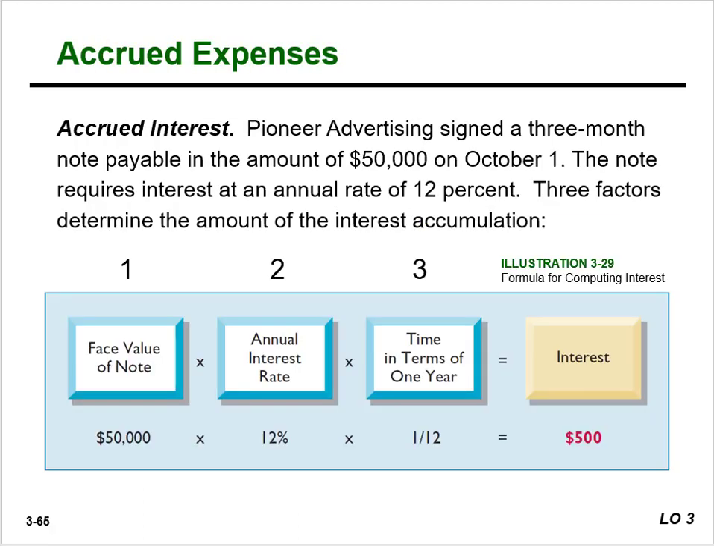And so accrued expenses. So Pioneer Advertising signed a 3-month note payable in the amount of $50,000 on October 1st. The note requires interest at an annual rate of 12%. 3 factors determine the amount of the interest accumulated. And so these are the 3 factors here: the face value of the note, the annual interest rate, and the time in terms of 1 year gives you the interest. And in this situation, it's $500.